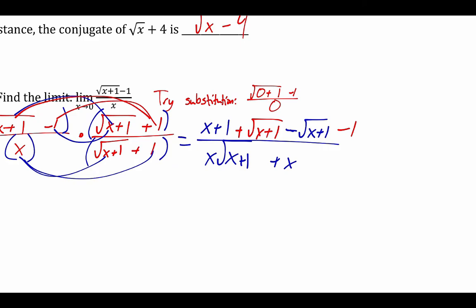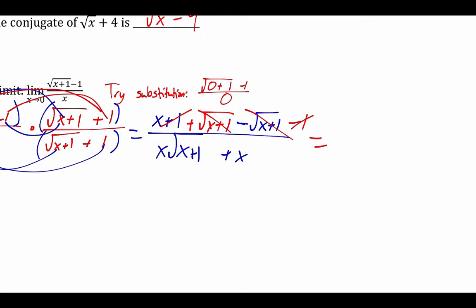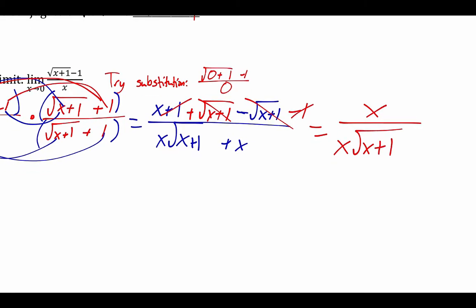Now, in our numerator, we can cross off a lot. We end up being able to cross off where we have a plus 1 and a minus 1, so those are gone. We also have plus the square root of x plus 1 minus the square root of x plus 1. So in our numerator, we're left with just x. Denominator, we've still got x times the square root of x plus 1, and then plus x as well.